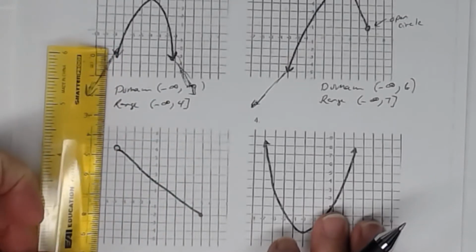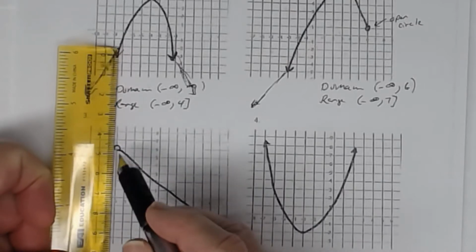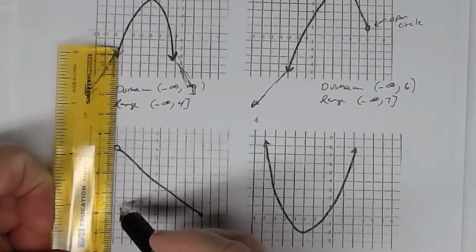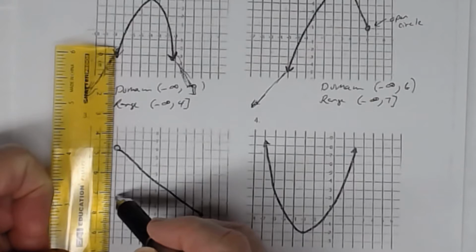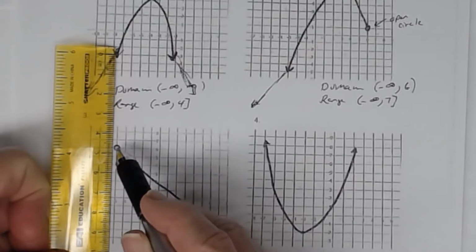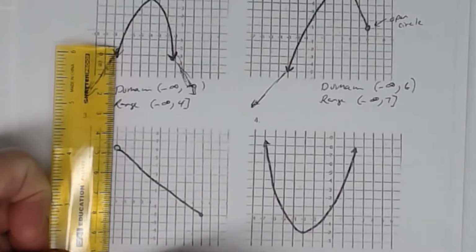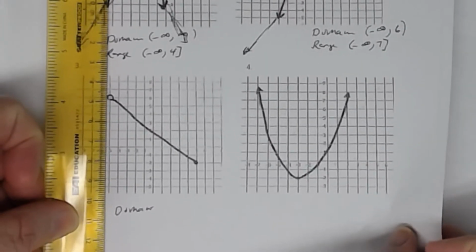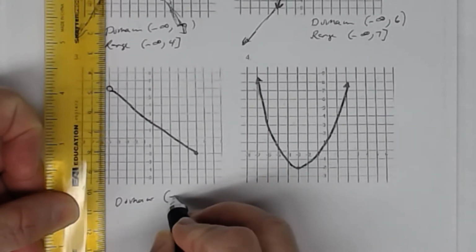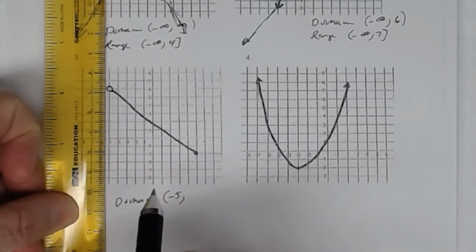Notice when I go along the x-axis, this is where I start. No arrows, so this is where I start. That x coordinate is negative 5. Open circle, right? So the domain here will be parentheses, negative 5, parentheses because of that open circle.